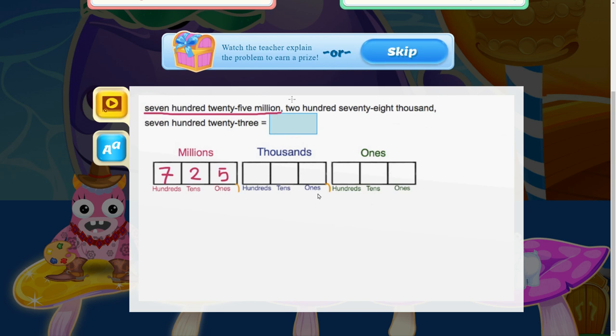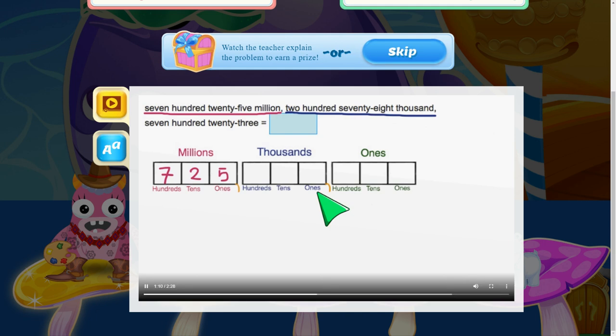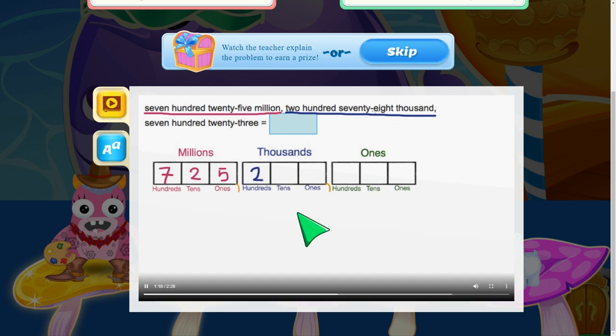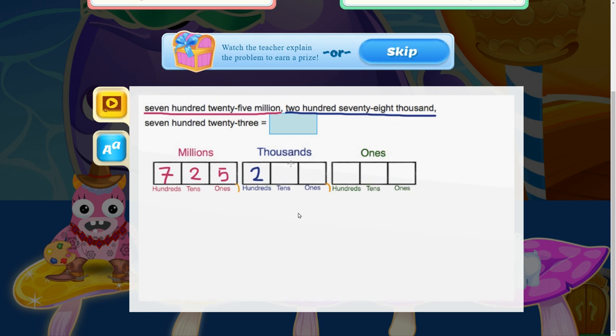Now let's do the thousands period. So that means we need to look at the 278,000 part of the text. So let's start with 200. Well, 200 says that we have 200 thousands. So that means we need a 2 in the 100 thousands place. The 70 of 78,000 says we have 7 tens in the 10 thousands place, because 7 times 10 is 70. So that means we need a 7 in the 10 thousands place.